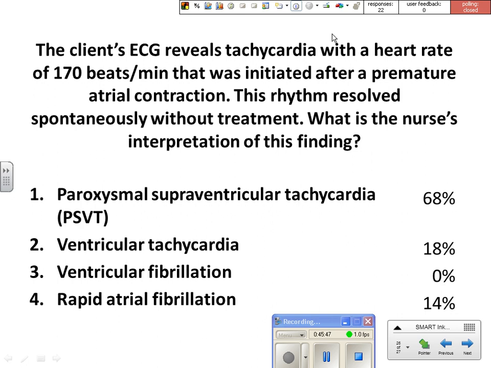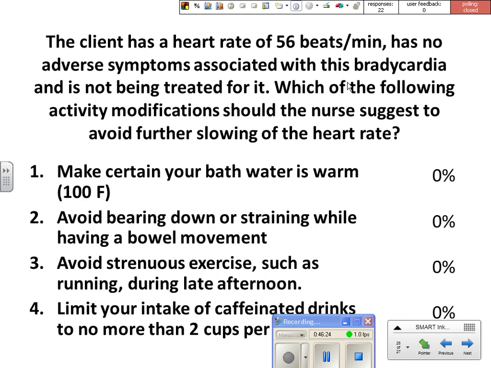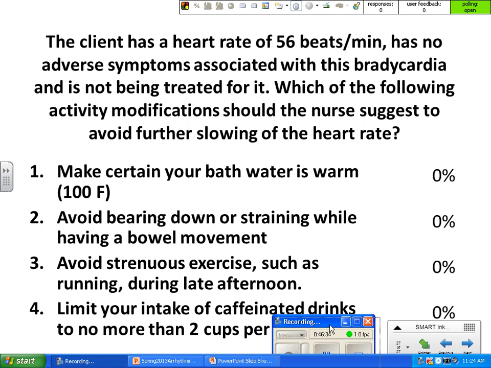Okay, 68% said PSVT, 18% said VTach, 14% said rapid atrial fib. Because the heart rate occurred after we've had a premature atrial contraction, what can we eliminate? VTach and VFib, right? Anything ventricular, because it's an atrial dysrhythmia. So now we have rapid atrial fib. Does AFib happen when you've had a PAC? No, but SVT will, or PSVT, paroxysmal. So number one is correct. And usually atrial fib, especially a rapid atrial fib, they have to get some sort of treatment to get that resolved.